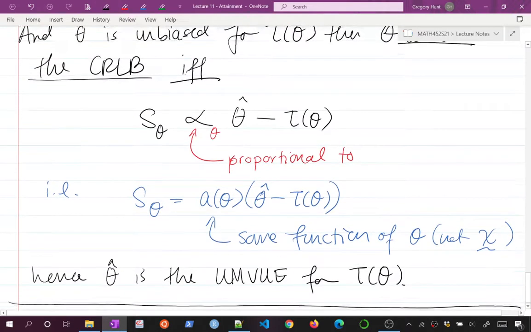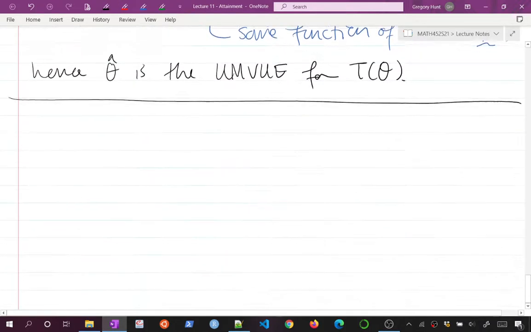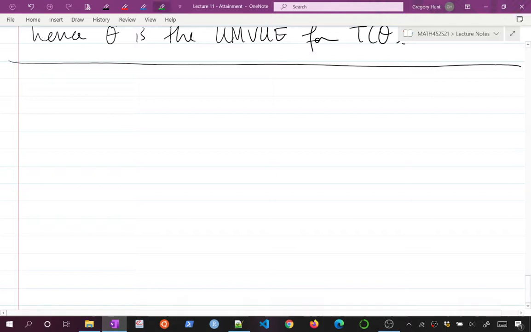So this is kind of a nice little theorem. Notice you only have to calculate the score. You don't actually have to find the information. You don't actually have to calculate the variance of our estimator. All you have to do is calculate this score. And if you can somehow factor it into something that depends on theta, which we don't really care about, and the only way that theta hat appears is in this relation where it's theta hat minus tau, maybe multiplied by something, then theta hat is the UMVUE. Super useful. Let's look at an example just to make this a lot more concrete.